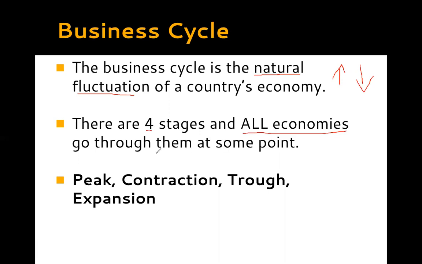Now, there are four stages to the business cycle, and as we said, all economies go through them at some point: peak, contraction, trough, and expansion. And understand, this is the order they happen. It doesn't necessarily start with a peak, but every economy goes through these cycles. After a peak, there is a contraction. After a contraction, there is a trough. After a trough, there is an expansion. Now, these vary in size and in how bad or how good they are, but you go through all four parts of that business cycle.